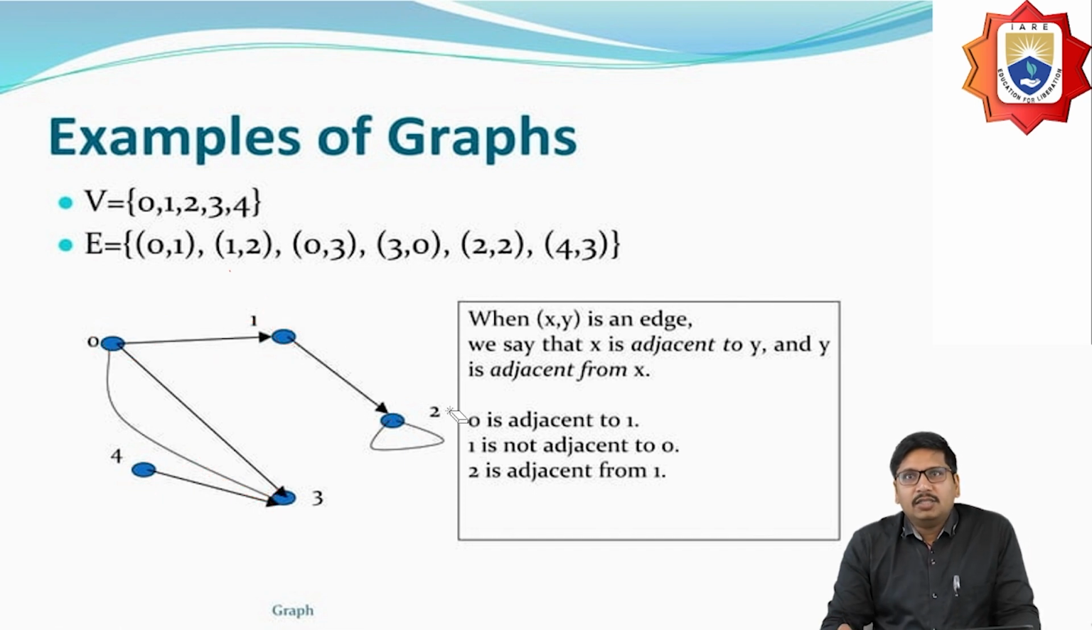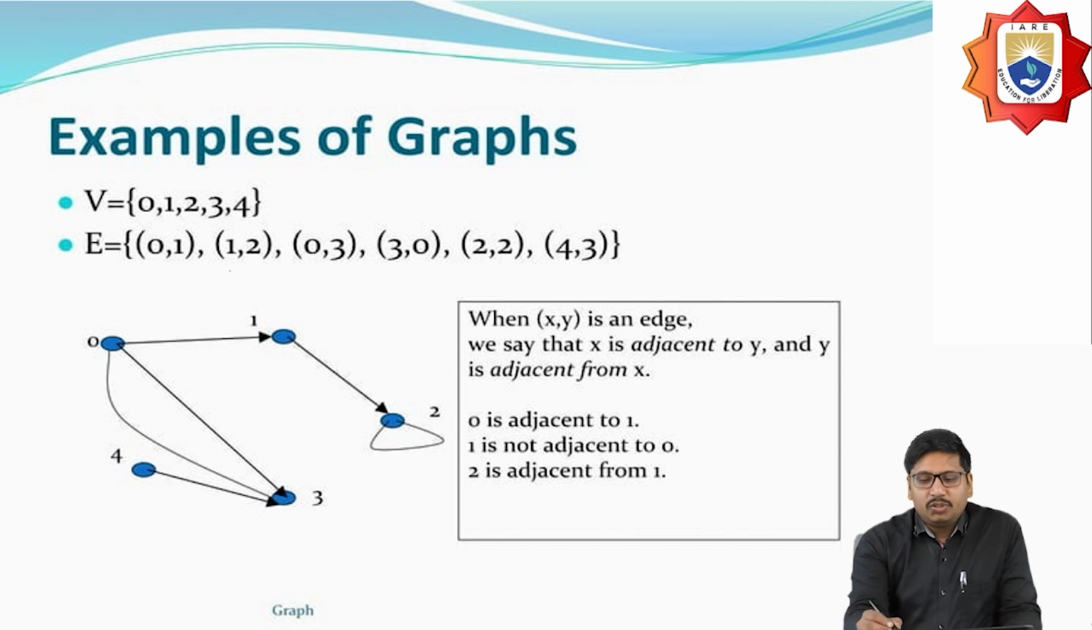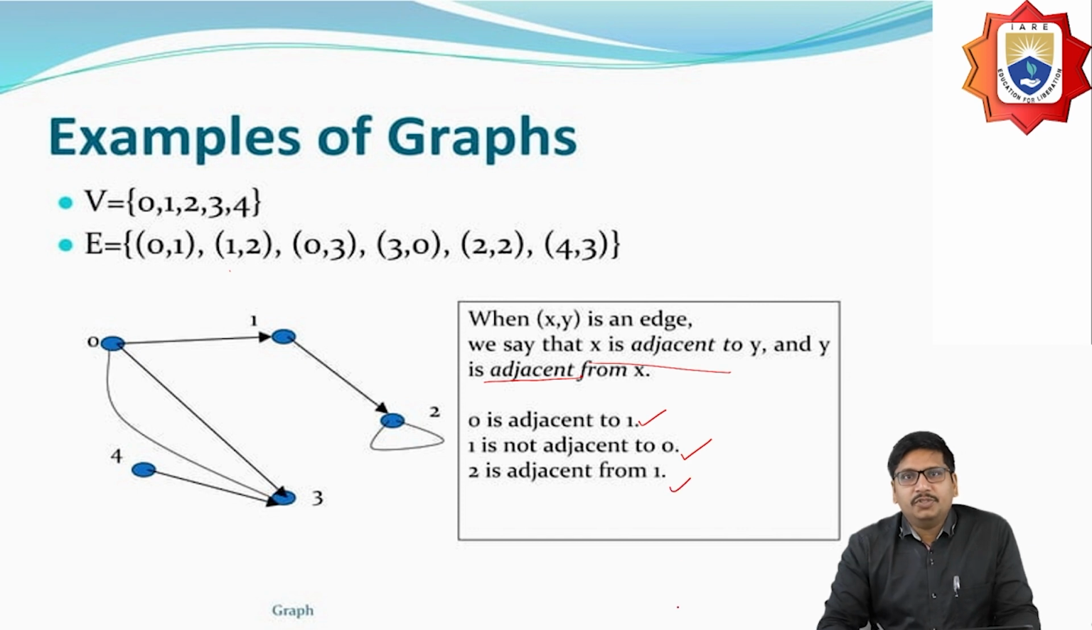When xy is an edge, we can say that x is adjacent to y and y is adjacent from x. So 0 is adjacent to 1, and 1 is not adjacent to 0, and 2 is adjacent from 1. Like this, we differentiate the edges here.